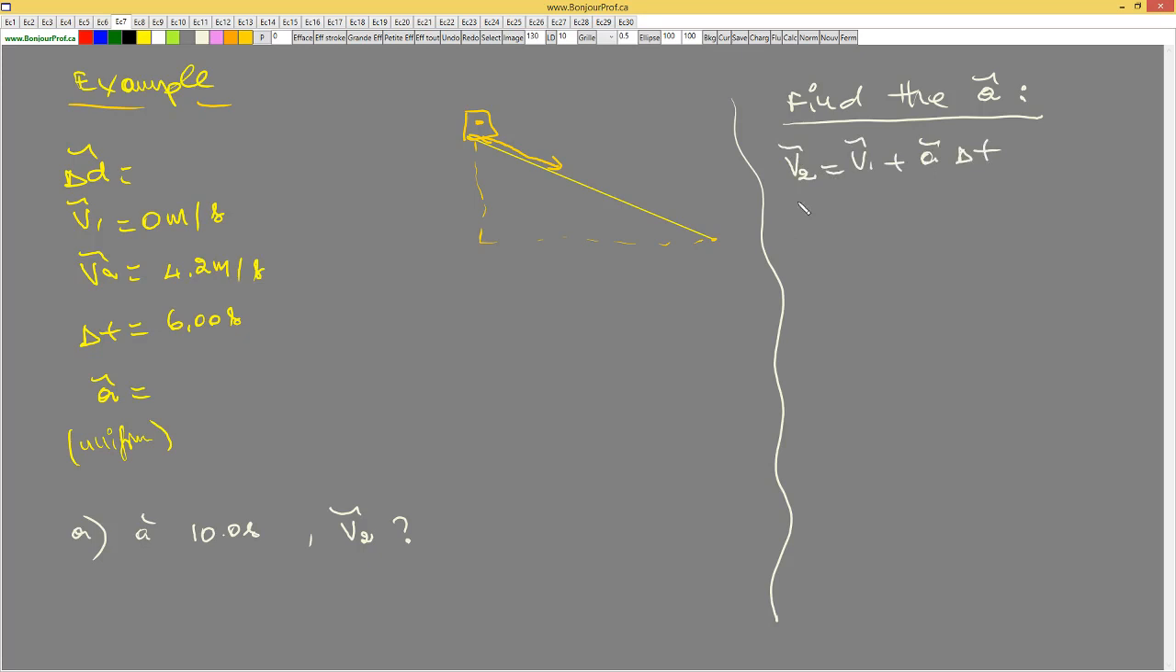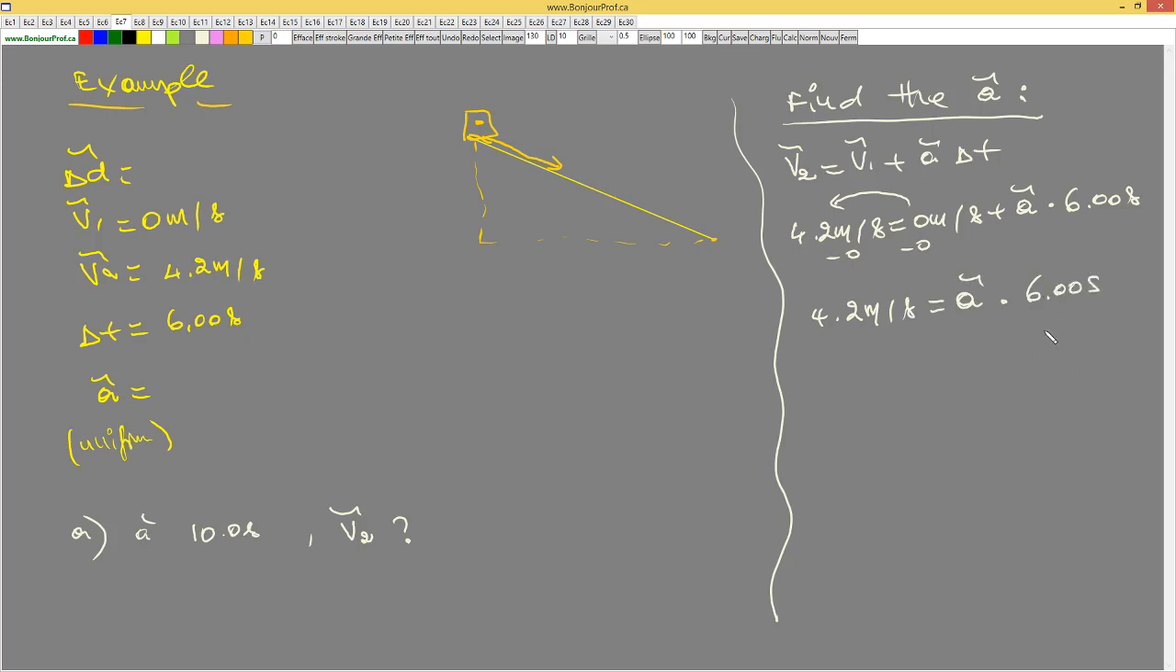I plug in the numbers. What is V2? It is 4.2 meters per second equals V1. What is V1? 0 meters per second plus A times delta T. What is delta T? 6.00 seconds. Okay? There is no calculation here to do. So I'm going to bring the 0 to the other side, it will be minus 0. By minus 0, it stays the same. 4.2 meters per second equals A times 6.00 seconds.